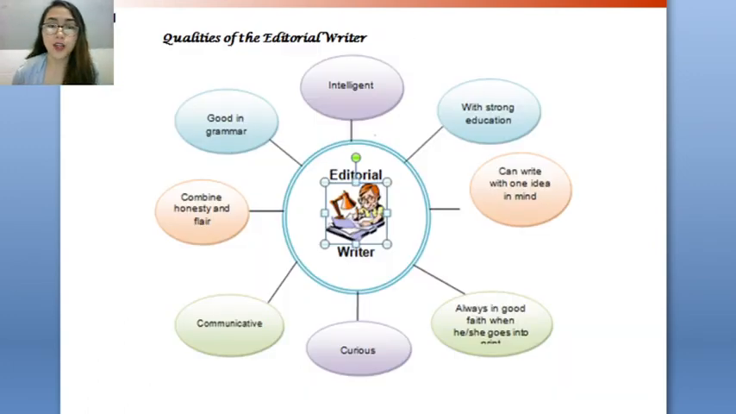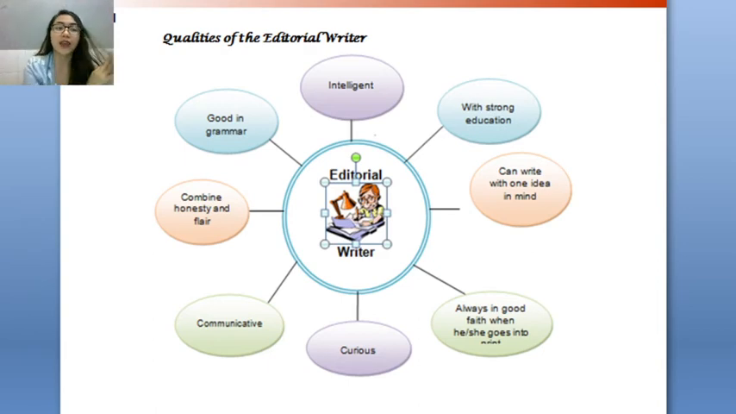And we have here the qualities of an editorial writer, guys. Good in grammar, intelligent, with strong education talaga. Kasi how can you persuade other people if even you, di ba, yung credentials mo or yung way of thinking mo ay magkaiba naman. So, mostly, yung mga kinukuha sa mga newspaper, national newspapers talaga, ay magagaling or mga distinguished na tao.